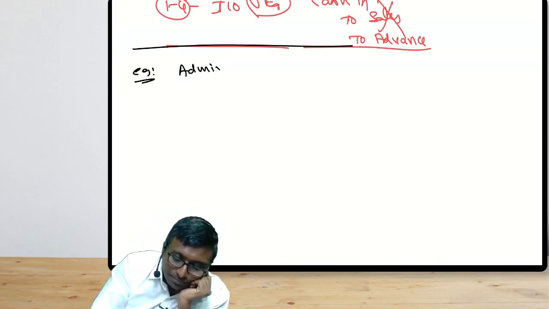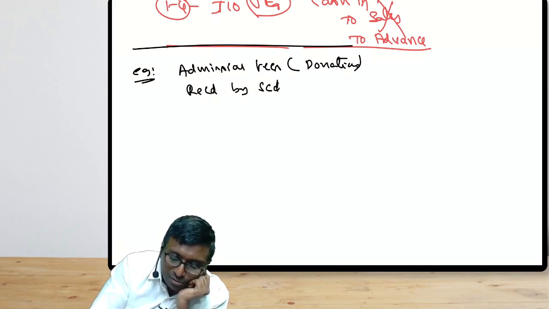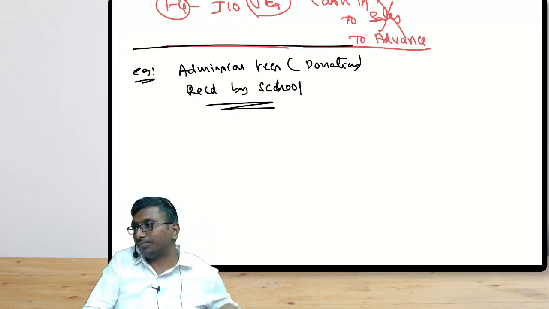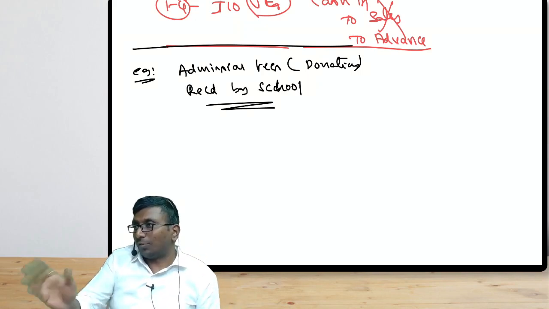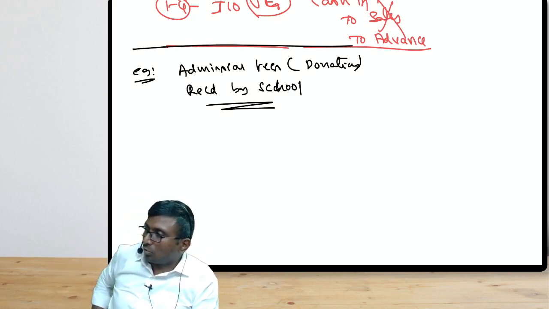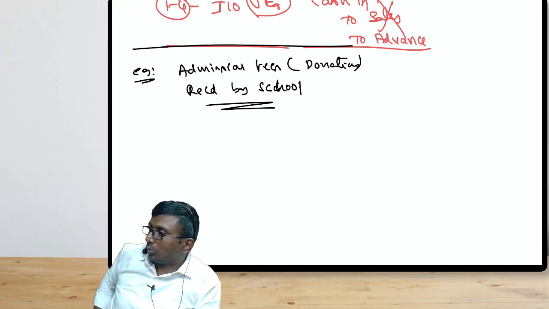Suppose, some more examples I'll keep. Admission fees. Admission fees means what? Donation, basically, received by a school. This is not annual fees. It is paid the first time when you join, non-refundable. They are asking your father for 2 lakh rupees. Your father paid 2 lakh rupees as donation. What will the school record?